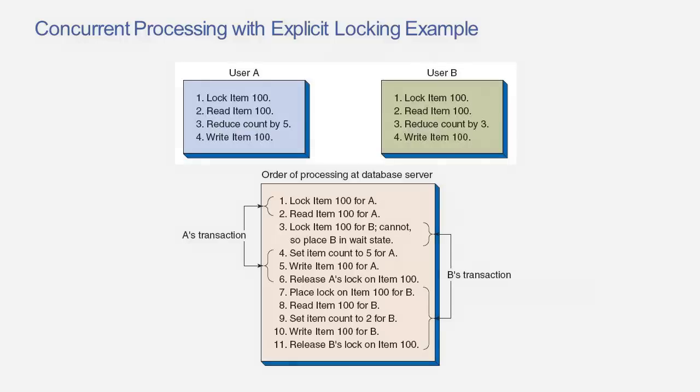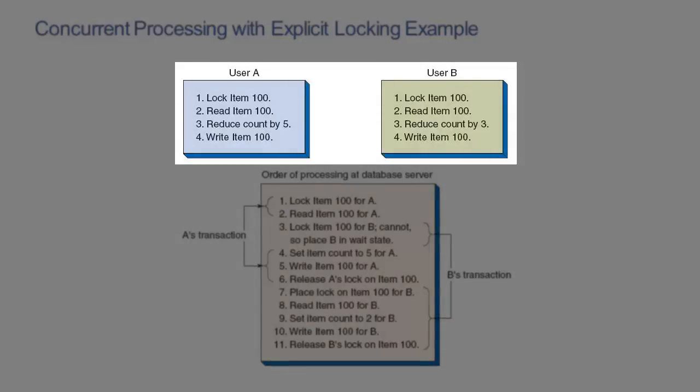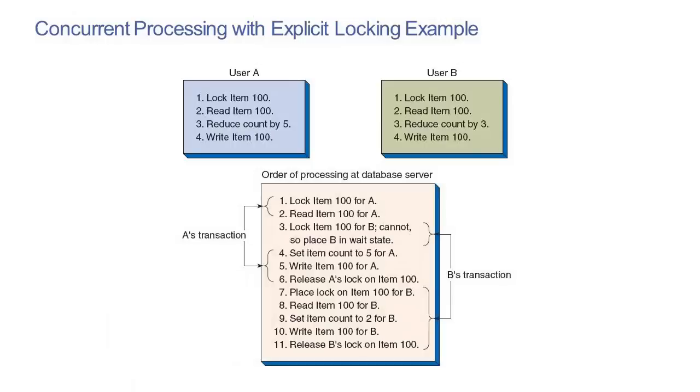So once again, we have users A and B, and we recall our previous example where both users are trying to access item 100 at the same time. We currently have 10 units of item 100 in inventory. User A wishes to reduce the count of item 100 by 5 units. User B wishes to reduce the count of item 100 by 3 units. So the result should be, after both of these transactions have been processed, that we have 2 units remaining in inventory. Let's see what happens when an explicit lock is put in place.